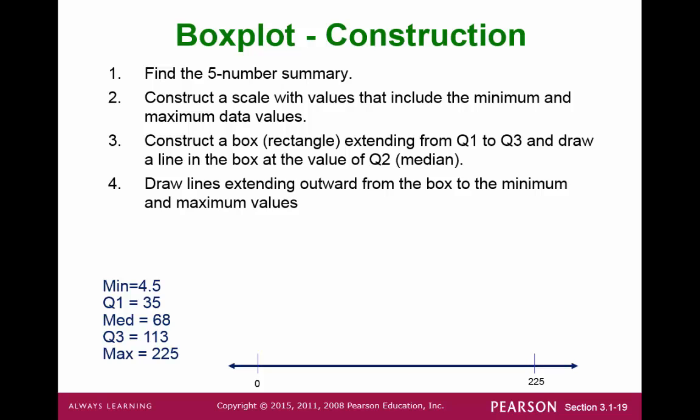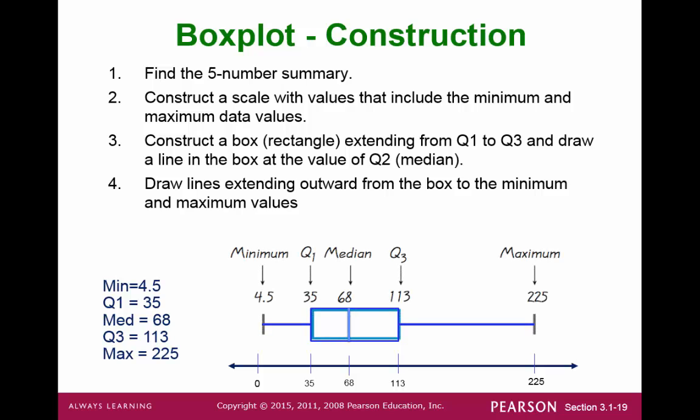The box is drawn with the boundaries created by Q1 and Q3. A line through the box represents the median. The lines, or whiskers, extend out as far as the minimum and maximum values. Then we have the box plot. We generally want this labeled.